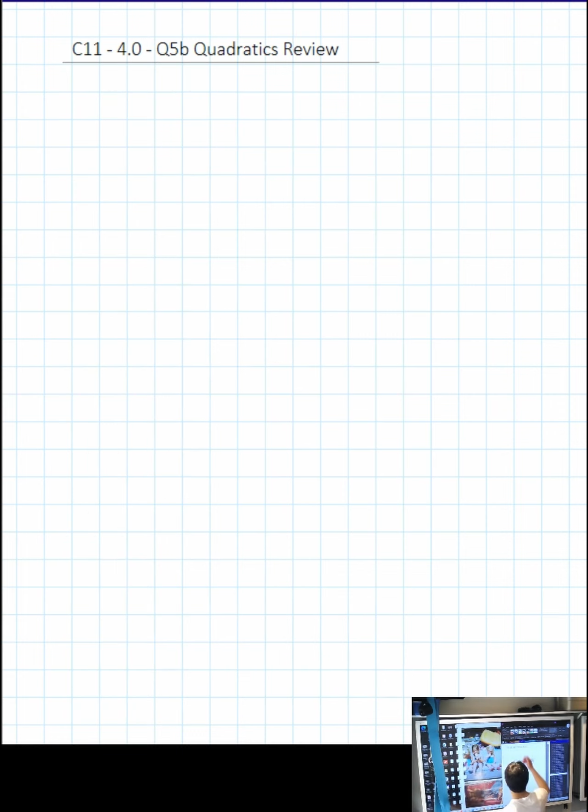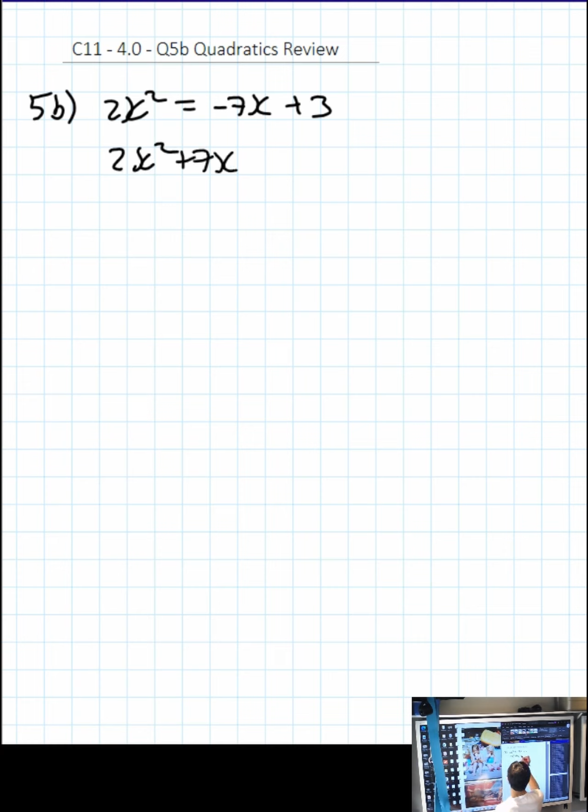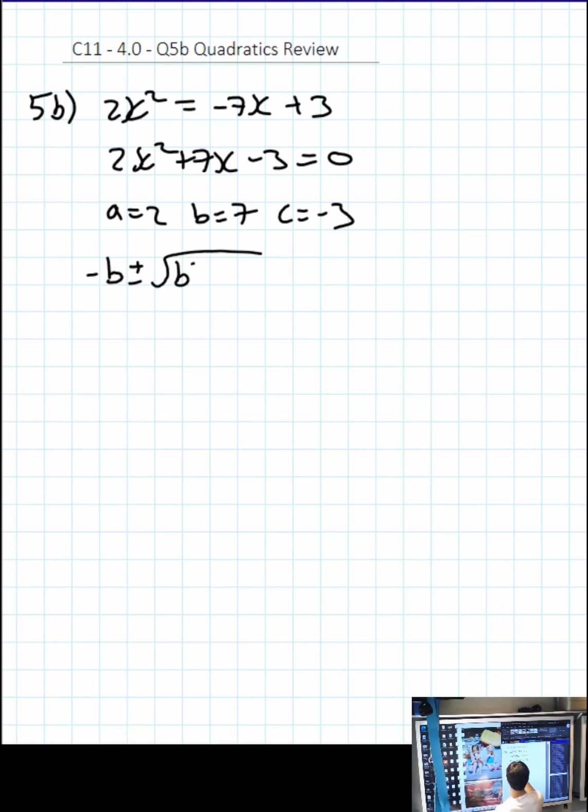Okay, so we've got 5b: 2x squared equals negative 7x plus 3. Now we've shown you enough adding and subtracting to both sides, so we're going to start bringing stuff over. 2x squared, if we bring it over, plus 7x, if we bring it over, minus 3 equals 0. Let's identify a, b, and c. a equals 2, b equals 7, c equals negative 3, and let's write down the quadratic formula: negative b plus or minus the square root of b squared minus 4ac all over 2a. Okay, so let's very carefully substitute.